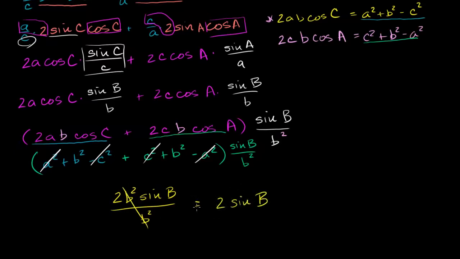And from the get-go, we knew what B was. We know it's 60 degrees. So this is equal to 2 times the sine of 60 degrees. And if you don't have the sine of 60 degrees memorized, you can always just break out a 30-60-90 triangle. So let me draw. This is a right triangle right over here. This is 60 degrees. Hypotenuse has length 1.